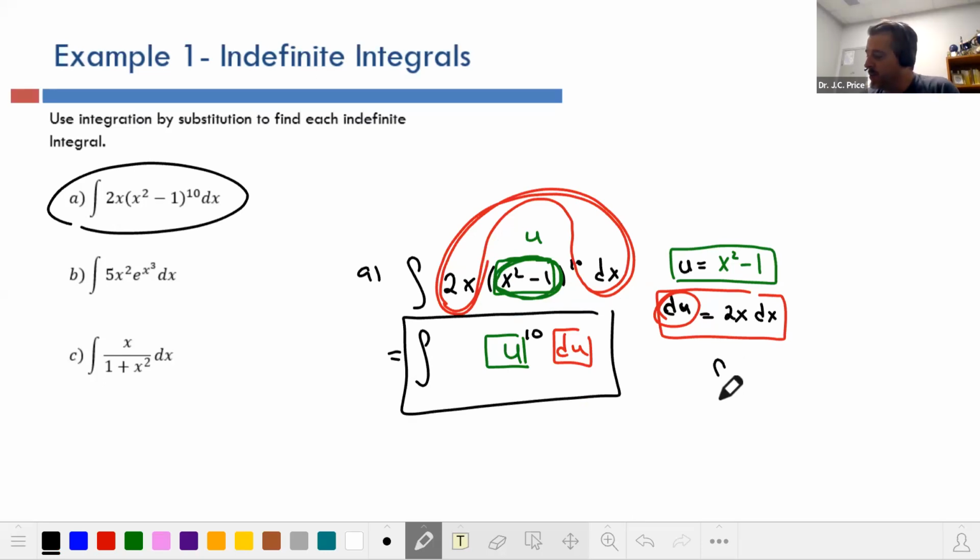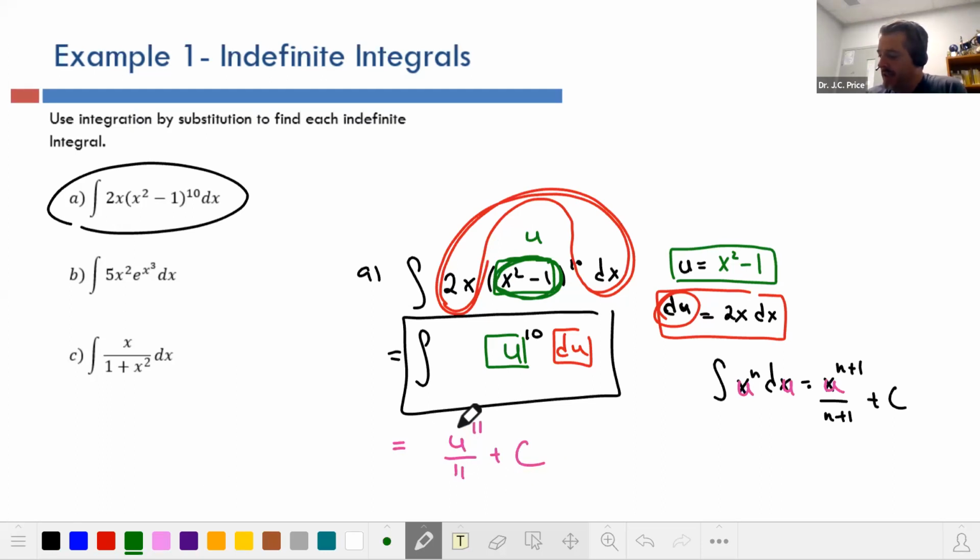We had this rule for powers of x's: the integral of x to the n dx is equal to x to the n plus 1, divided by n plus 1, plus c. But it doesn't have to just be x. It can be any letter. If you put a u here and a u here, and then a u goes right there, that rule still holds. So this is going to be equal to u to the 11th, you add 1, divided by 11, and then you add c.